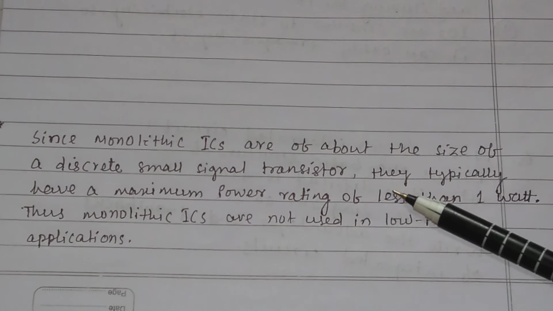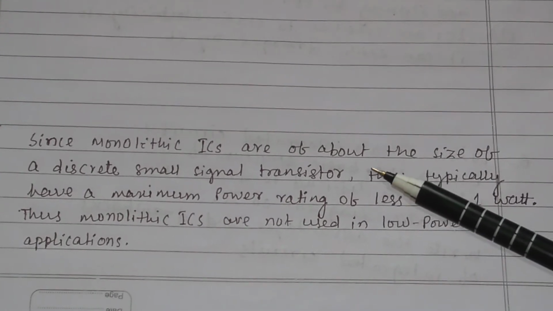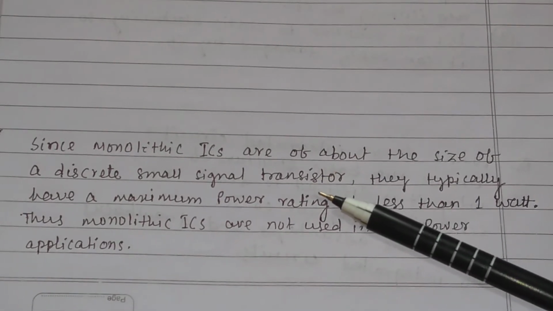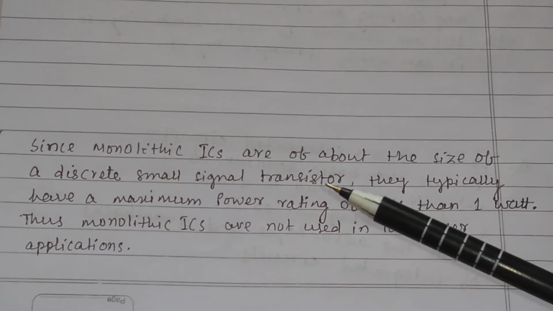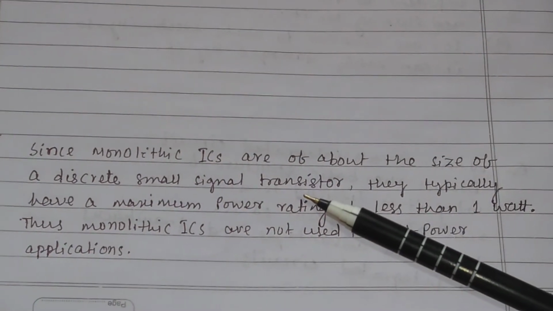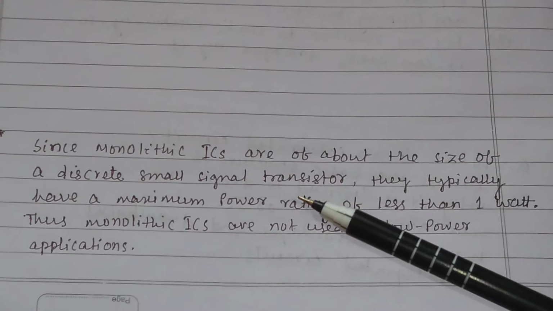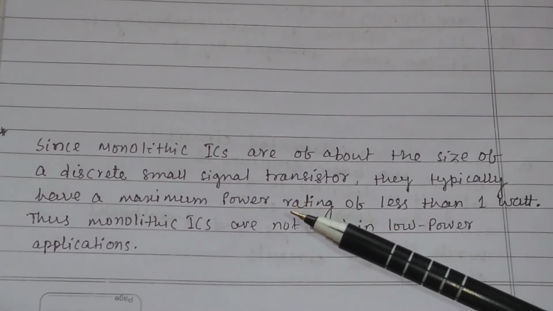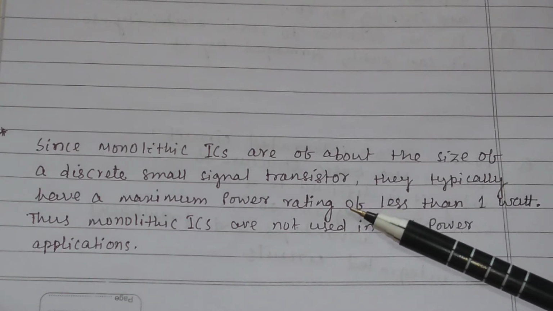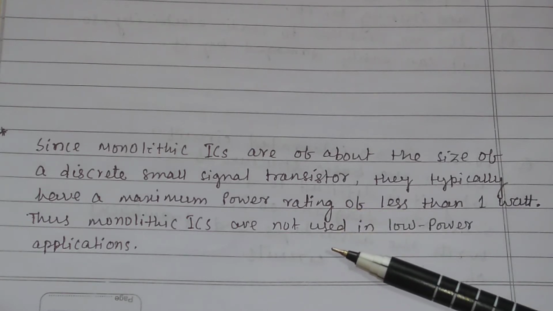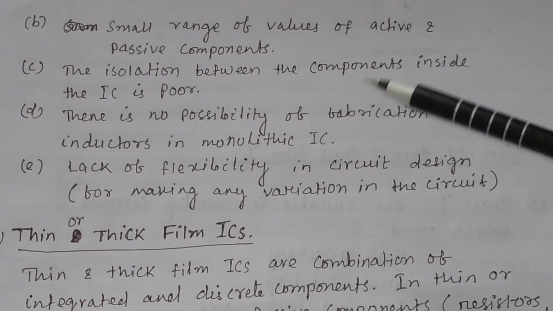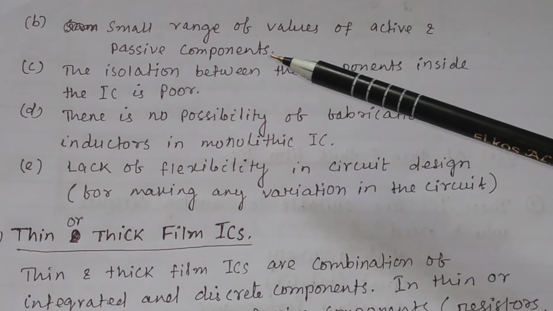As I have told you, it is a very small chip. So monolithic ICs are about the size of a discrete small signal transistor. Basically, a monolithic IC is equivalent to the size of a transistor. So they typically have a maximum power rating of less than 1 watt. That is why monolithic ICs are not used in high power applications. What are the other drawbacks of monolithic ICs?